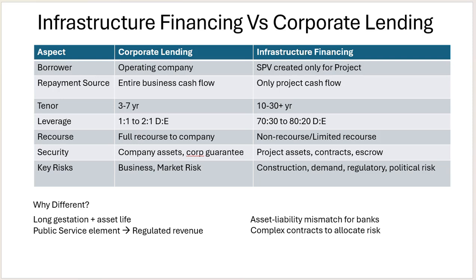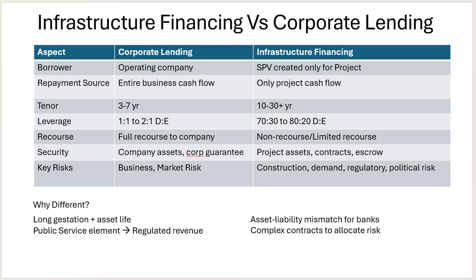But in infrastructure financing, there are construction, demand, regulation, political, and land acquisition risks. These are the different kinds of risks in infrastructure financing. So let's move on to the next slide, on why it is different. Infrastructure financing involves long gestation, a long asset life, a public service element, regulatory revenue, asset-liability mismatch for the banks, and complex contracts to allocate the risks.